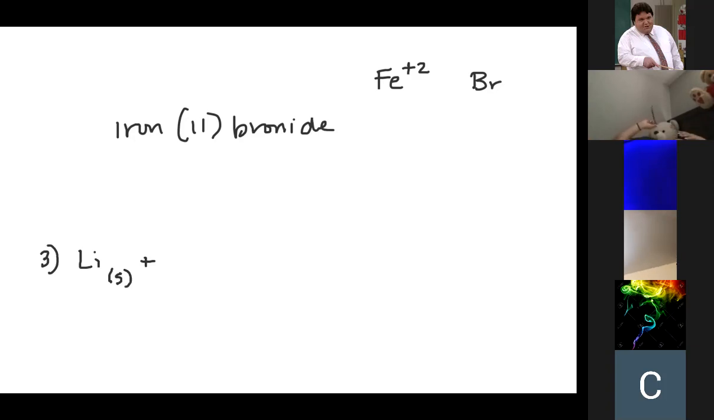If you gain 1 electron, what would your oxidation number be? Positive 1? Negative? Negative 1. Negative 1? Okay, good.